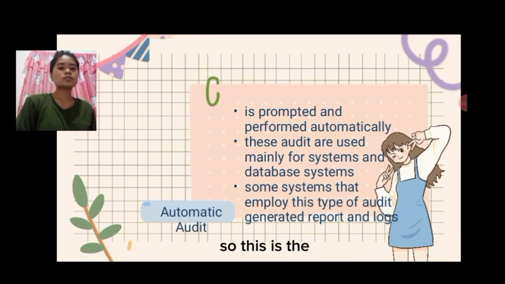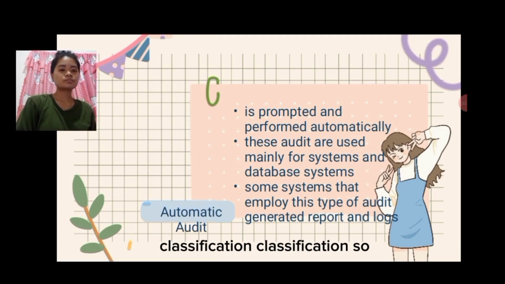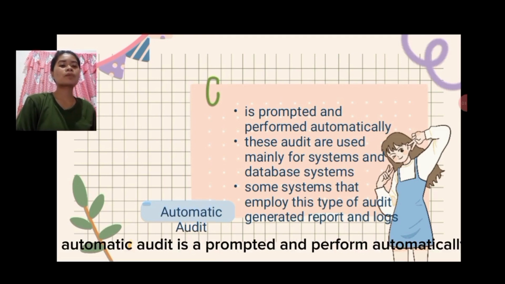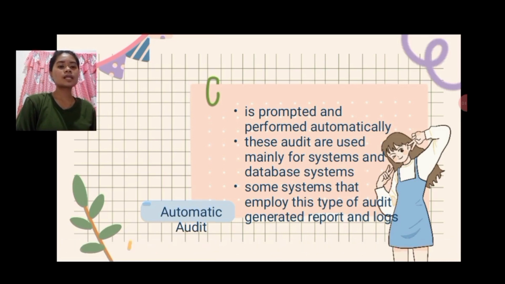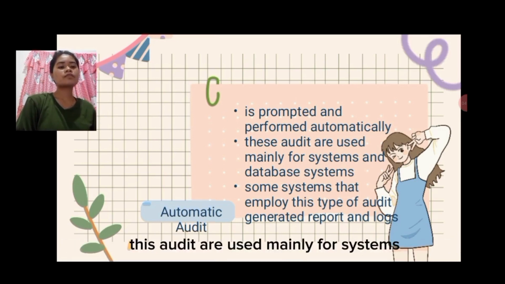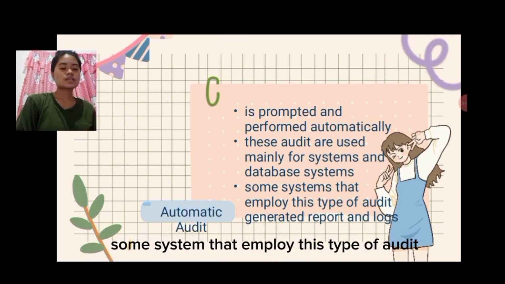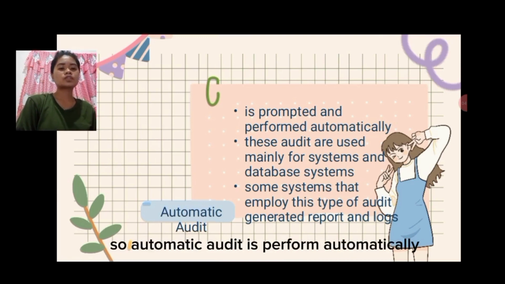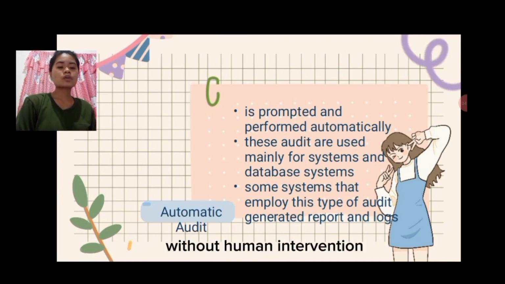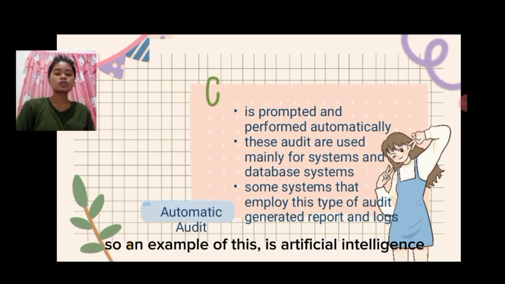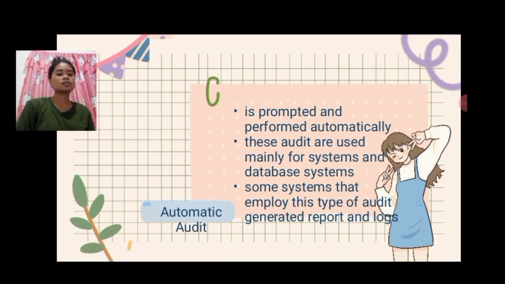So, automatic audit. This is the classification. Automatic audit is prompted and performed automatically. These audits are used mainly for systems and database systems. Some systems that employ this type of audit generate reports and logs. So automatic audit is performed automatically without human intervention. An example of this is artificial intelligence.